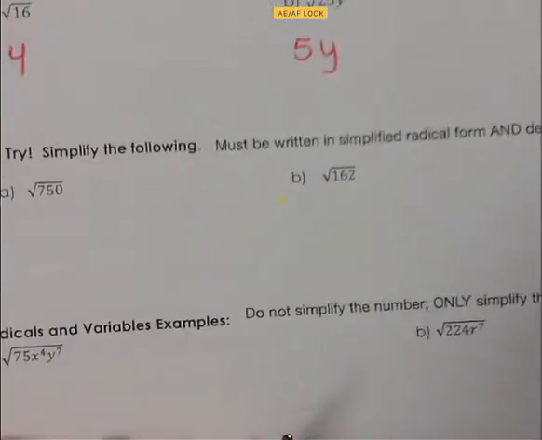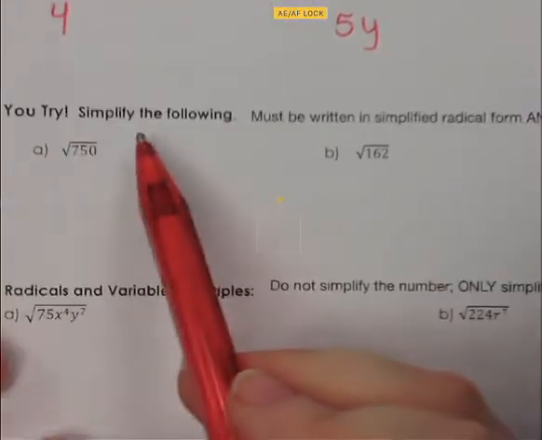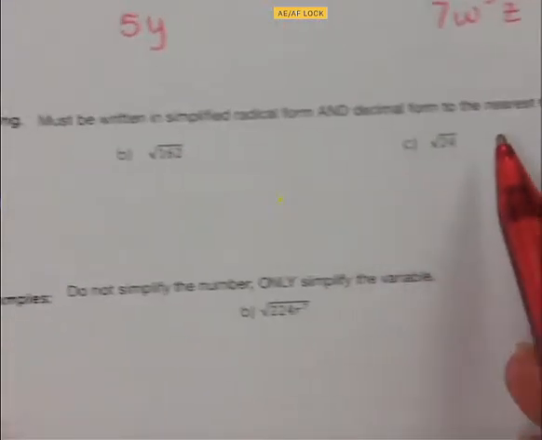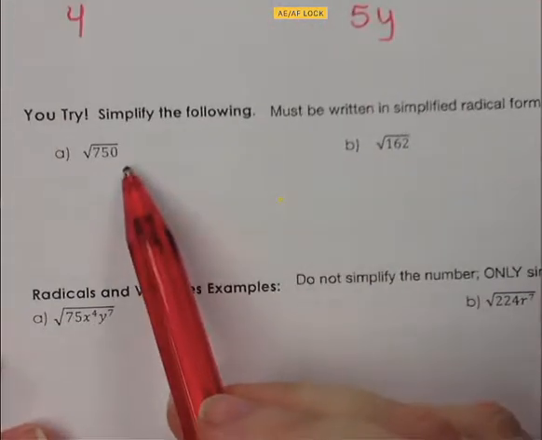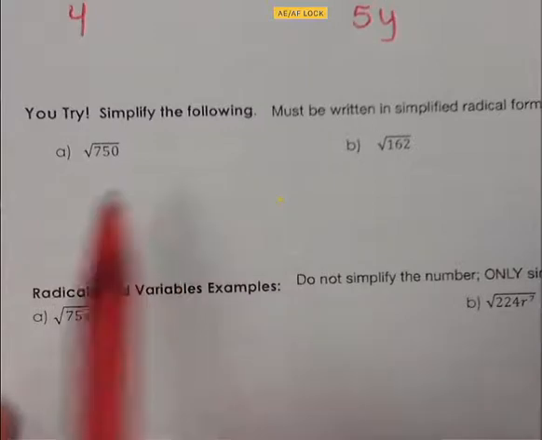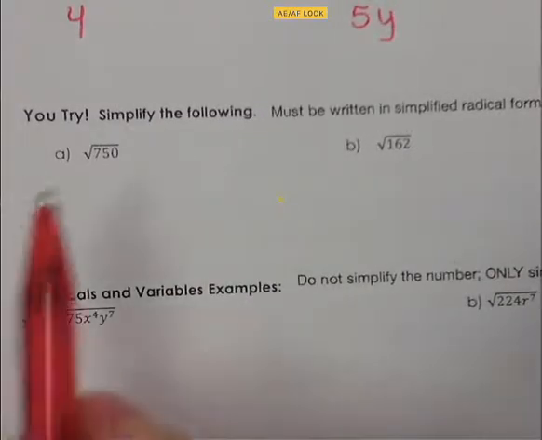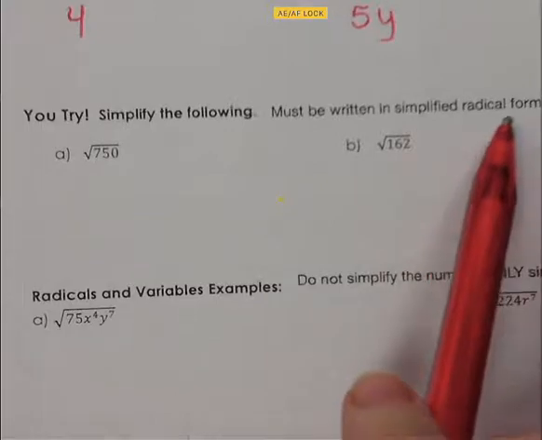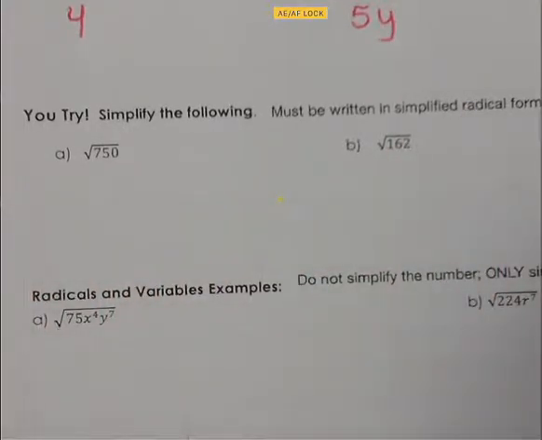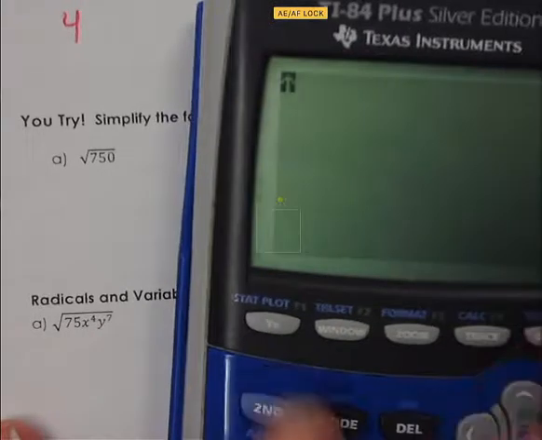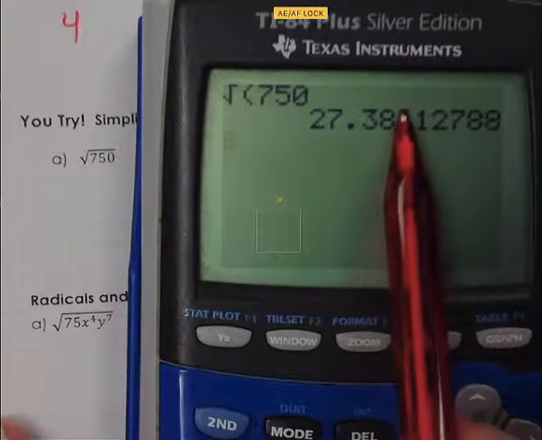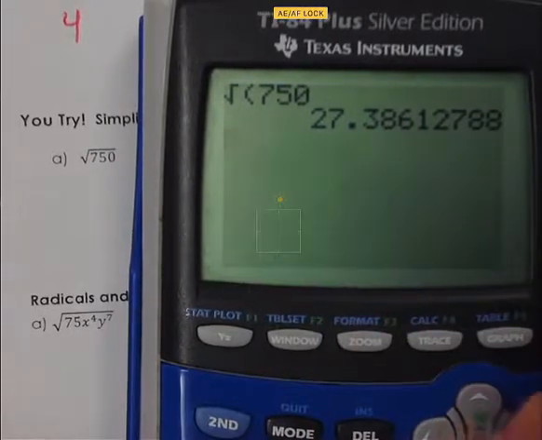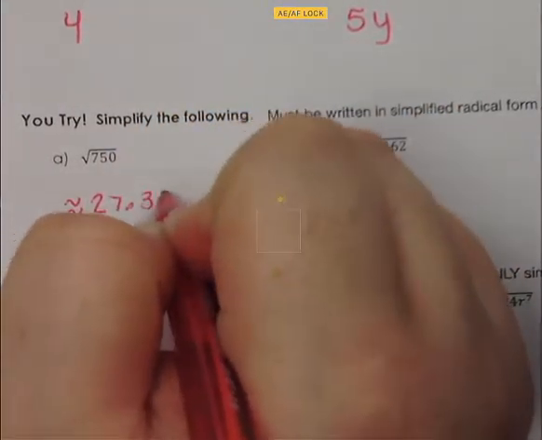Now these next ones, it says you try. Simplify the following. Mostly written in simplified radical form and decimal form to the nearest hundredth. Actually, I'm just going to put them in decimal form so that we can see the decimal values. You can still use your calculator to determine the simplified radical form, but I do just want to put them into decimal format right now. So I'm just going to type in the square root of 750, and it's 27 and 39 hundredths, because the 8 goes up to a 9. So it's approximately 27 and 39 hundredths.